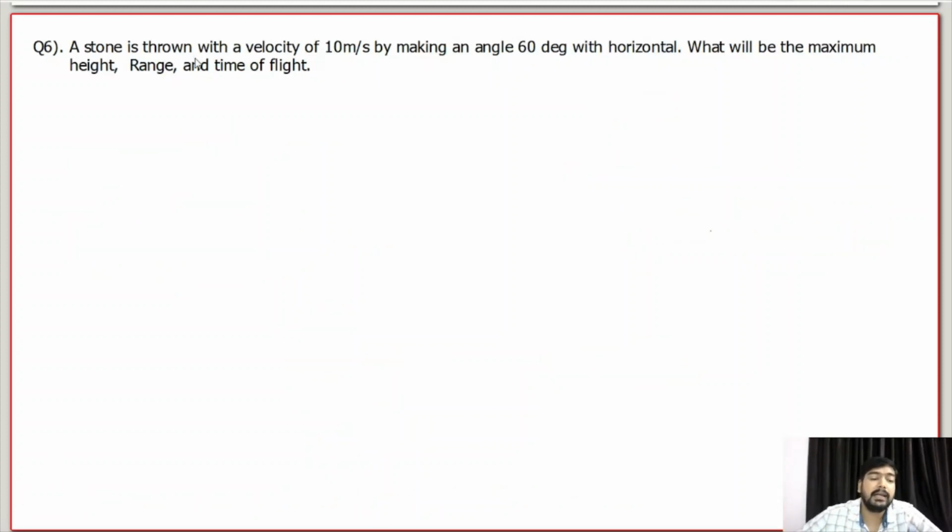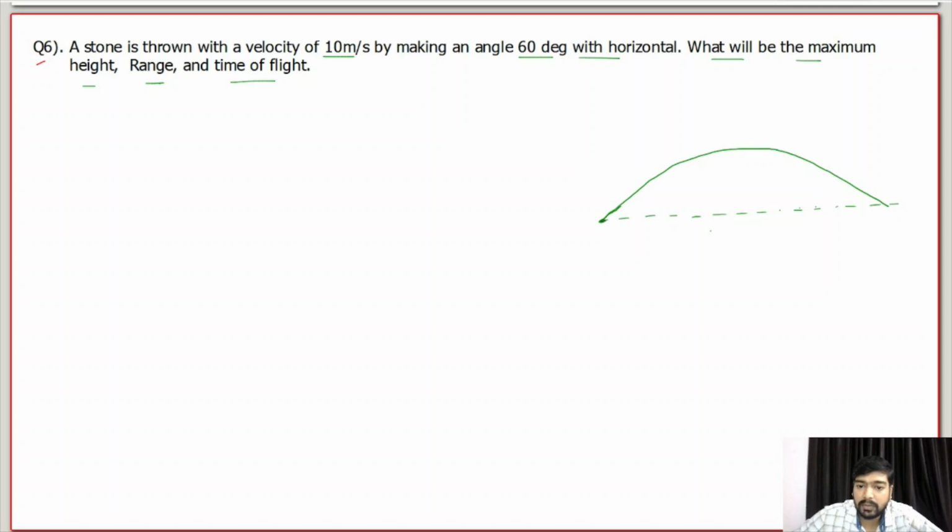This is my next question for today's lecture, and the 6th question for our kinematics part. Let's read the question. A stone is thrown with velocity 10 meter per second, making an angle of 60 degree with the horizontal. What will be the maximum height, range, and time of flight? For this question I have wasted the initial time. Suppose the object is being fired in this direction and it travels like this. It's called a projectile.